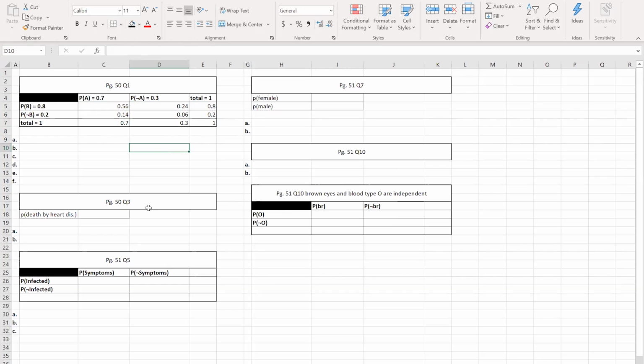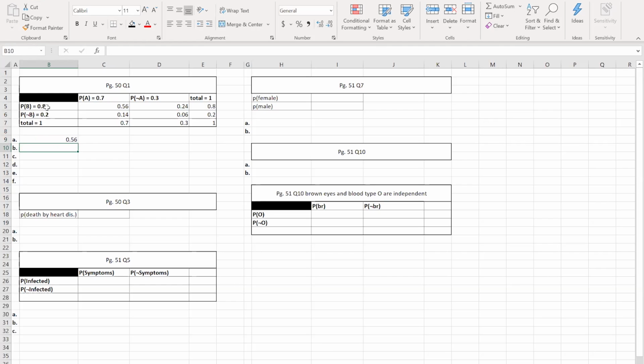Okay, so now that the table is filled in, we can answer A through F. So A, what is the probability of A and B? Because these are independent and using the multiplicative rule of probability again, we know that the probability of A and B is equal to the probability of A times the probability of B, which I've already solved in my table. So this is just equal to this.